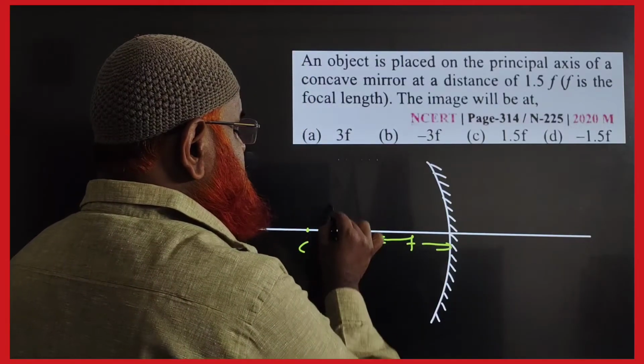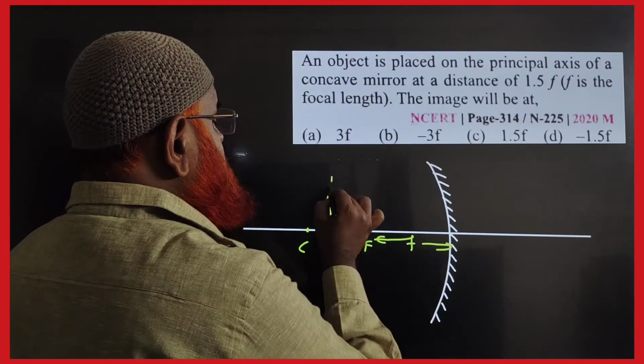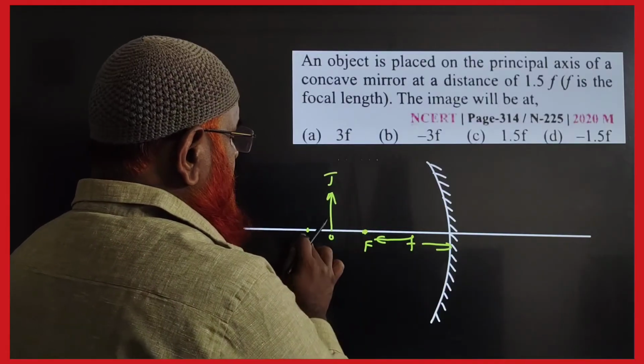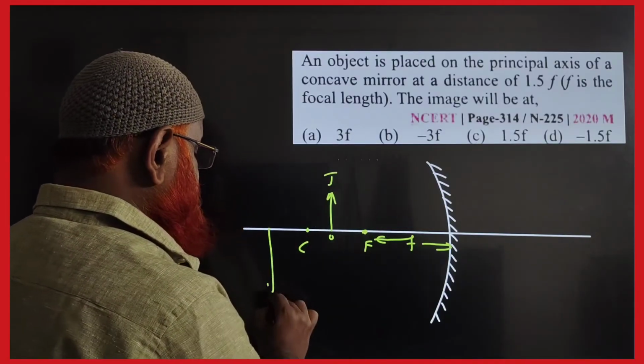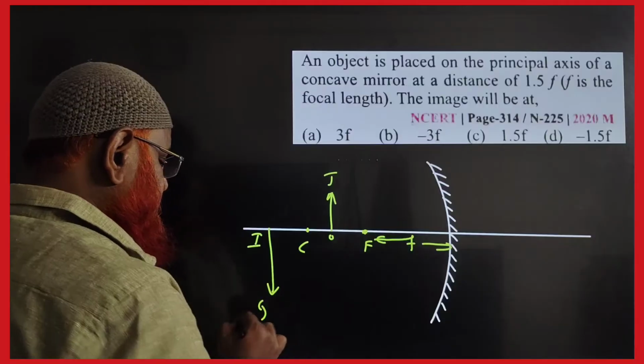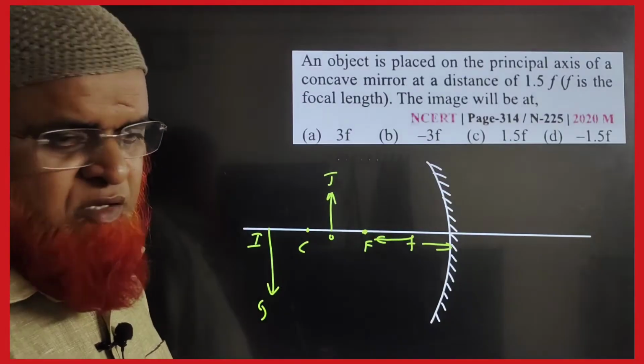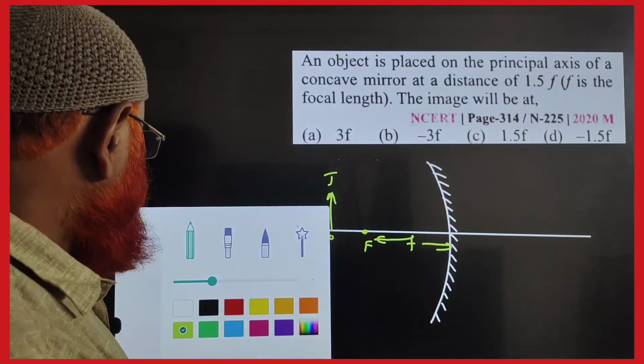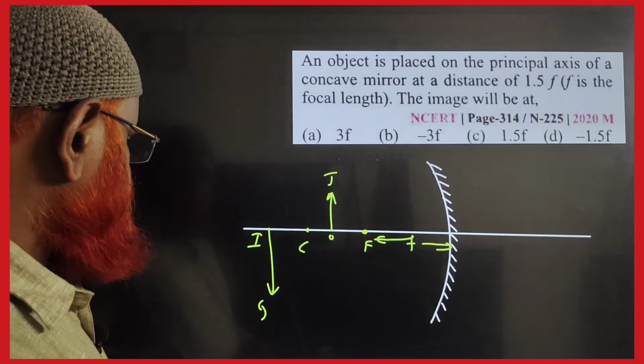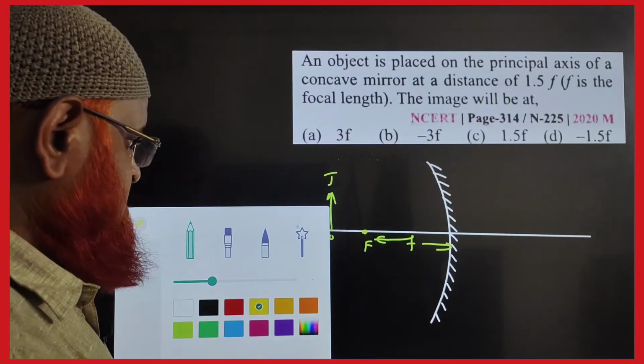So 1.5 means here the object. Object distance is here. Object is in between f and c, means image is going to be beyond c. It is there in your 10th class, isn't it? So 10th class knowledge is enough to solve this problem. It's very simple.